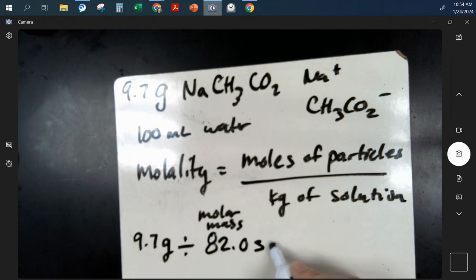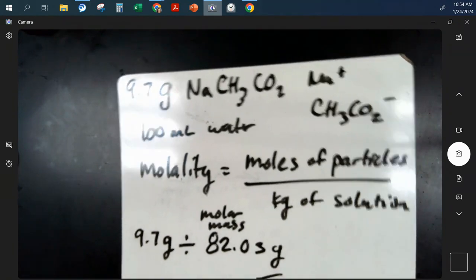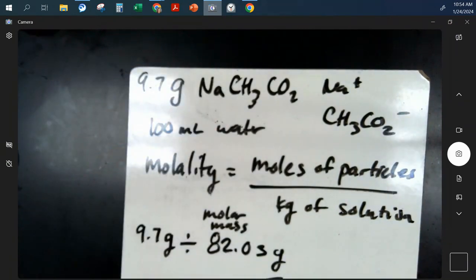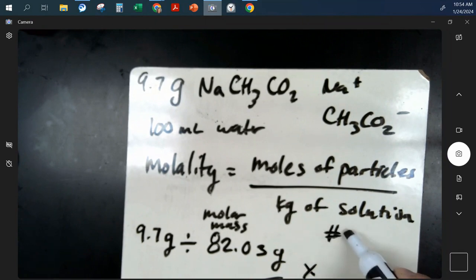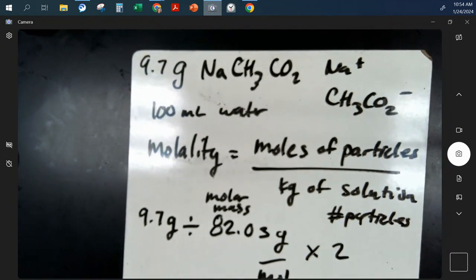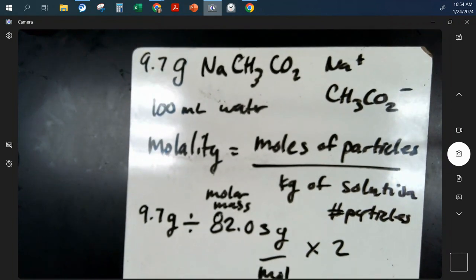Something like this. Grams per mole. Okay. Well, that will give me moles of sodium acetate. Well, I need moles of particles. And we know for 1 mole of sodium acetate, we're going to get out 2 particles. So I just need to multiply this by the number of particles. So this is 2. Okay, so far so good.